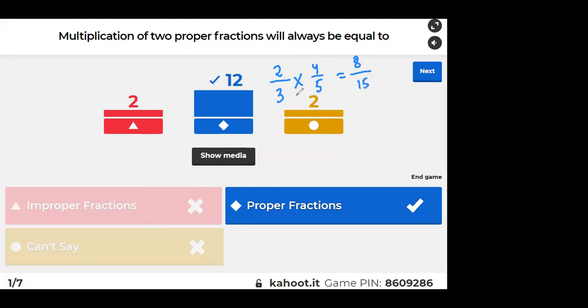Now tell me, if the numerators are less than the denominators, don't you think that after multiplication also, numerator will be less than denominator? Yes or no? Raise your hand. I hope all of you understood this concept, right? Those who made mistake, okay, very good. So that is correct. It will be proper fraction only.